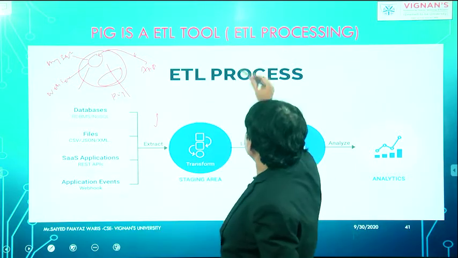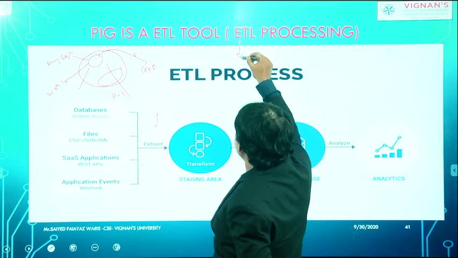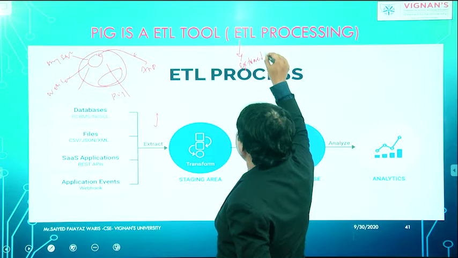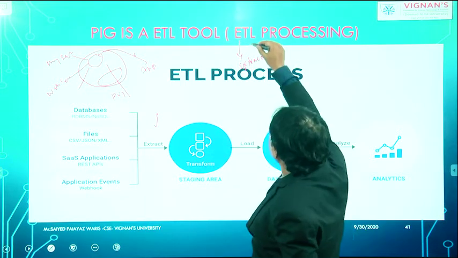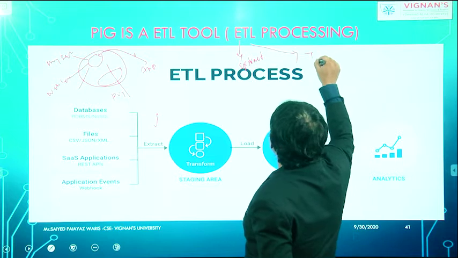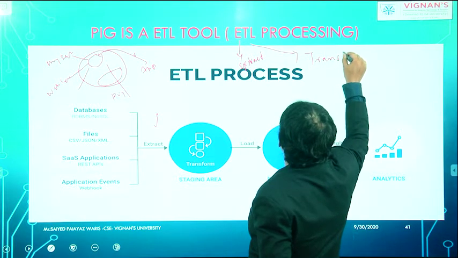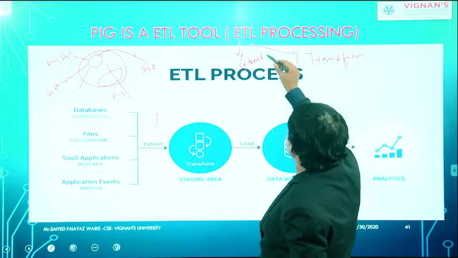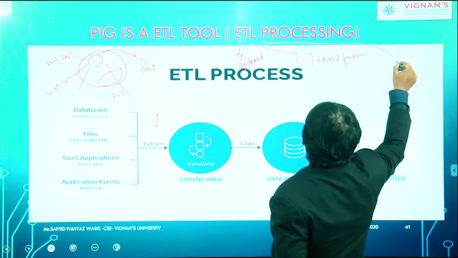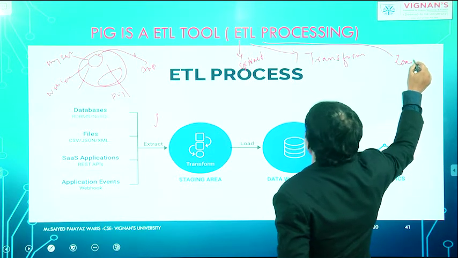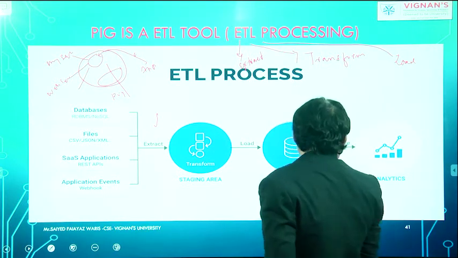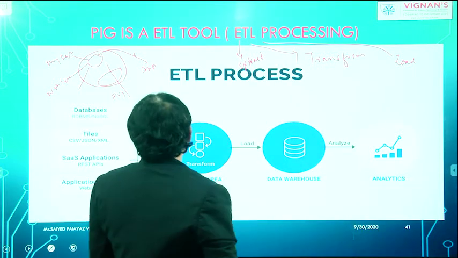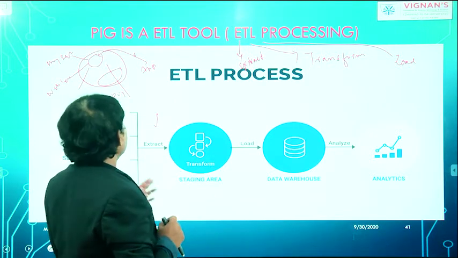One is called extract. You are going to extract the data from different sources. E means extract. T indicates what? Transform. And L means what? L is going to be called load. Extract, transform and load. You see this example. Okay, extract, transform and load. That's what we have in ETL, right? ETL will always have this strategy.